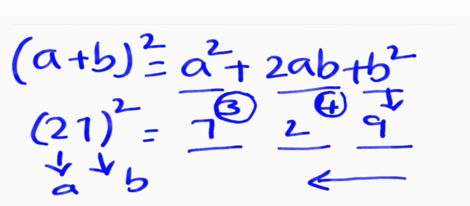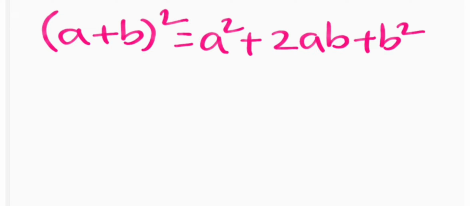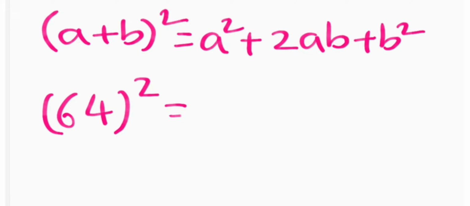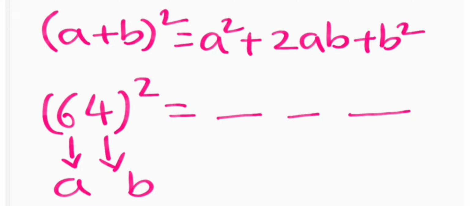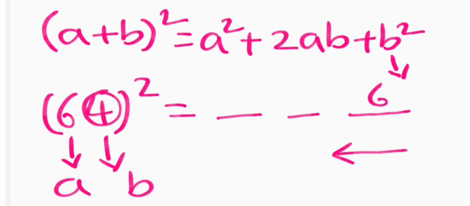Let us take one more example. Now I am taking 64 whole square. Here in place of a we have to take 6. In place of b we have to take 4. Write 3 blanks because there are 3 terms in the formula a plus b whole square. Now fill the blanks from right to left. So first calculate b square. B square means here 4 square, that is 16. Write 6 here. 1 will be carried forward to the next blank.